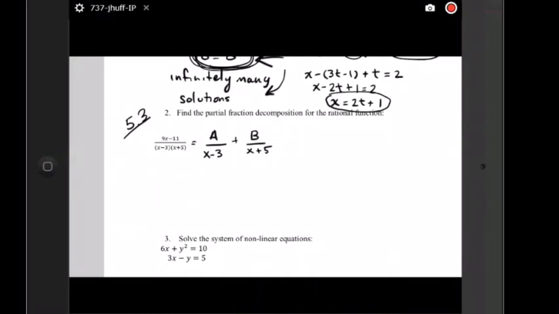So if the question had said find the form of the partial fraction, you'd be done. This would be the form of it. But this one says actually find the partial fraction. So now we've got to do those other couple of steps and solve for A and B.